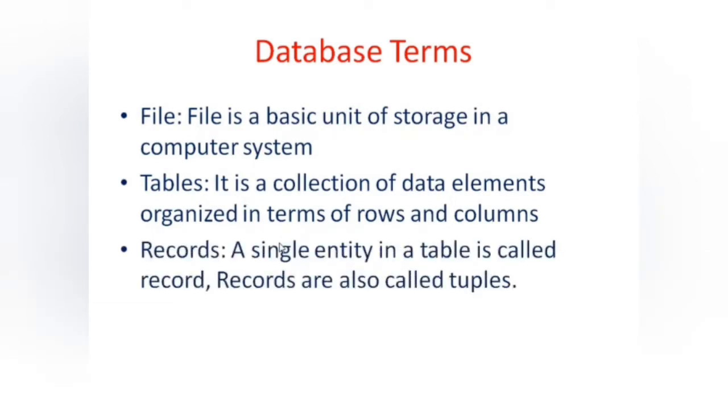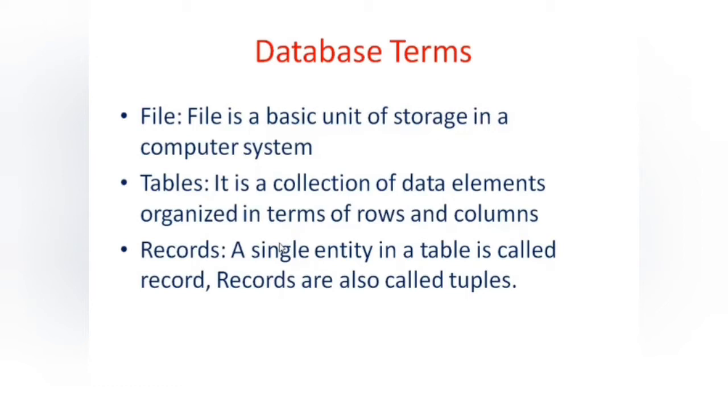Again, a table may be consisting of number of records. So what do you mean by record? A single entity in a table is called as record. Another name for record is tuple. We can also call it as tuples. A database contains a number of files in it. Each file contains a number of tables in it. Each table contains a number of records in it.